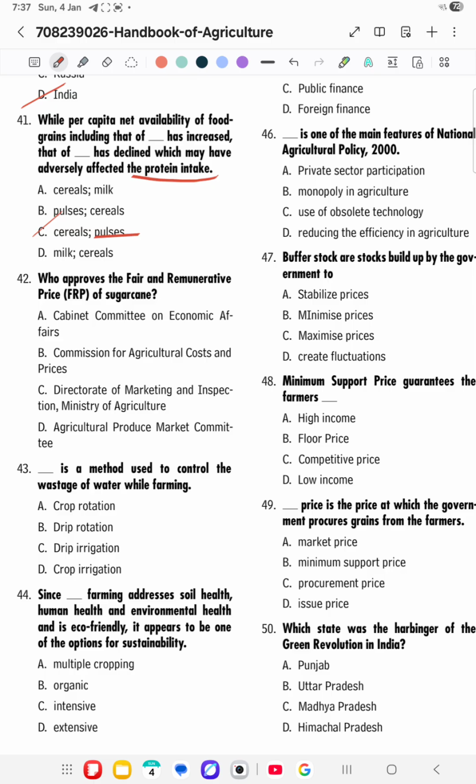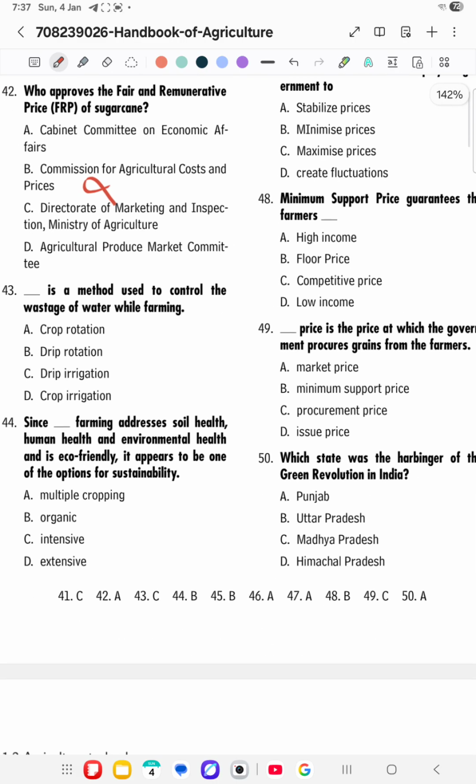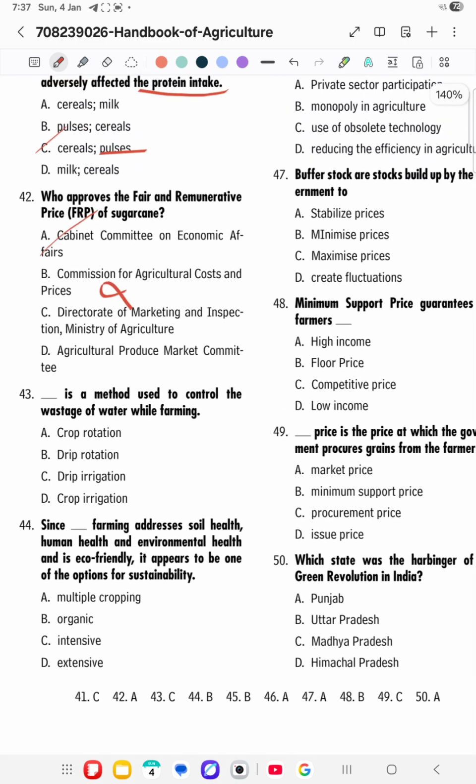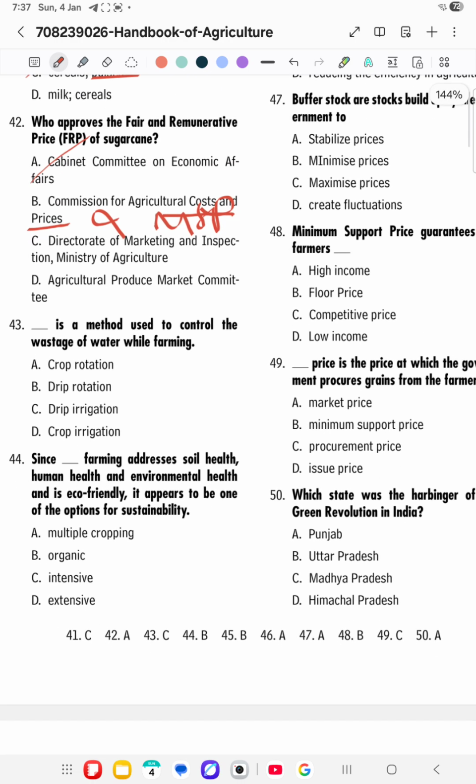Who approves the fair and remunerative price of sugarcane? Not this. Cabinet Committee on Economic Affairs, 42A. Yes. The Commission on Agricultural Prices is responsible for MSP. Director Marketing and Inspection, Minister of Agriculture, Agricultural Produce Market Committee. APMC looks after the mandi.